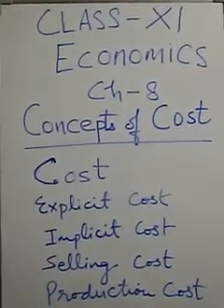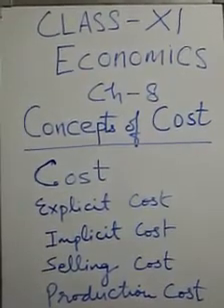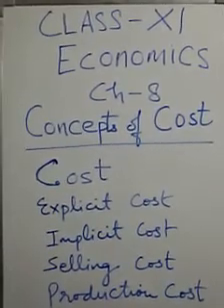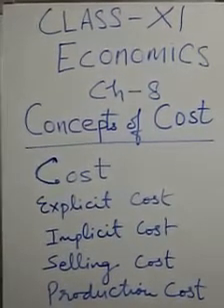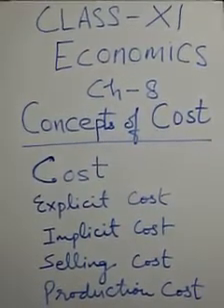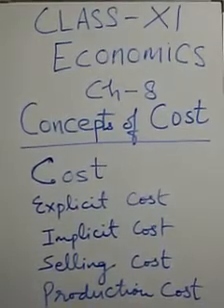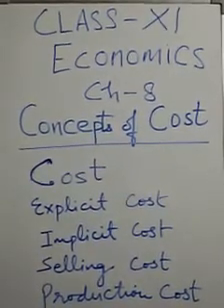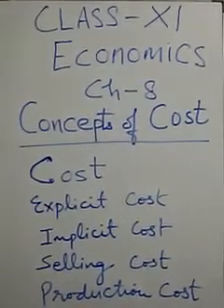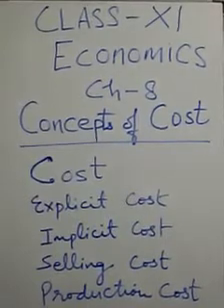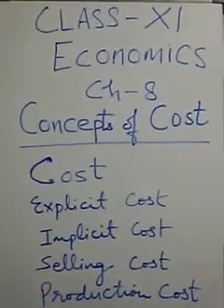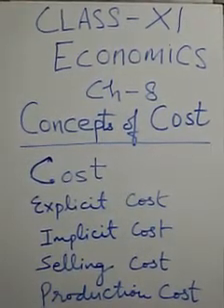What is cost? Basically, output needs input. Broadly, there are two types of inputs, factor inputs and non-factor inputs. Factor inputs consist of land, labor, capital and entrepreneur. These four things are known as factors of production, whereas non-factor inputs are raw material. So we can say cost refers to the expenditure incurred by a producer on the factor as well as non-factor inputs for output of a commodity.